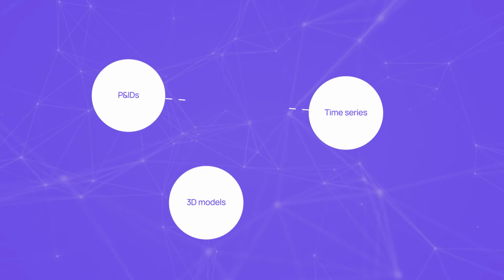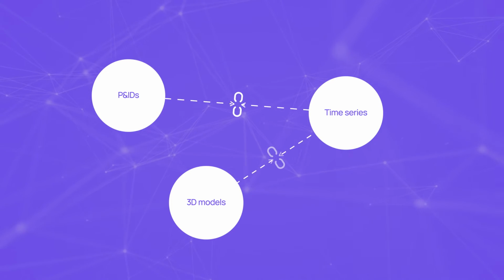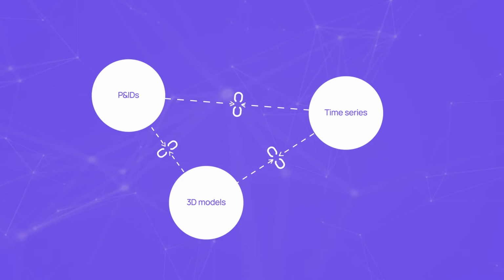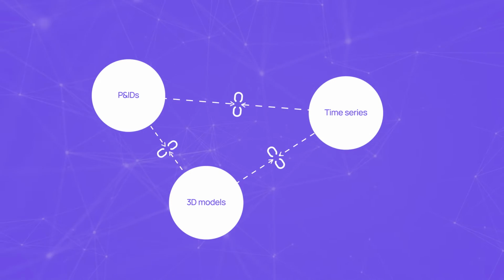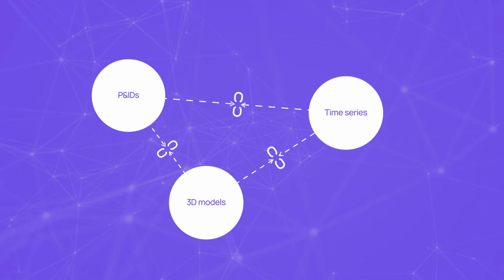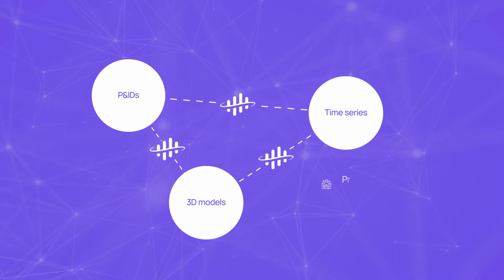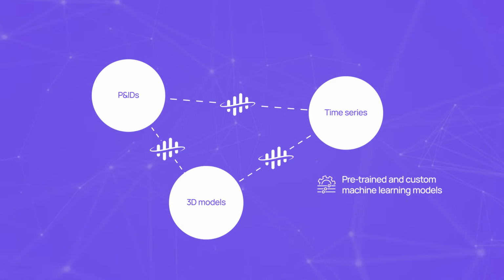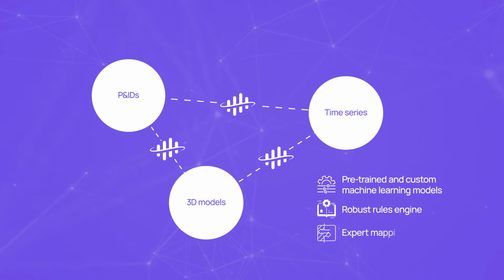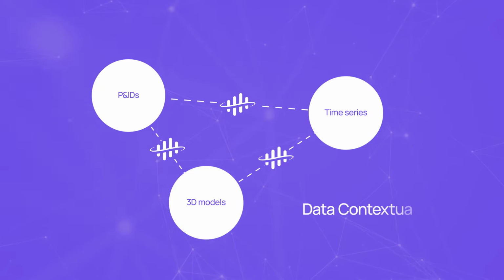Second, you must create relationships between the data to make it valuable. In heavy asset industries, data doesn't match across systems. Asset references differ everywhere, making it impossible to seamlessly connect and utilize information. Cognite Data Fusion builds relationships within your data, using pre-trained and custom machine learning models, a robust rules engine, and expert mapping. This is called data contextualization.